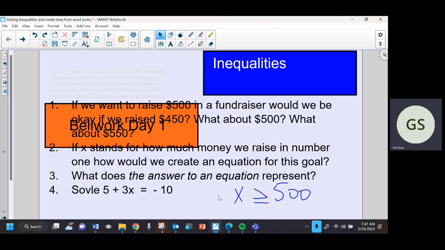All right, so again, we said that an inequality means that we want something to be greater than or equal to, or just greater than, or less than or equal to, or less than, not just equal to. So the inequality symbol there is greater than or equal to.